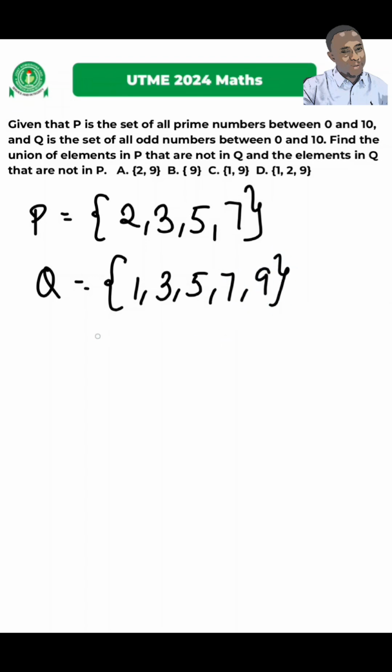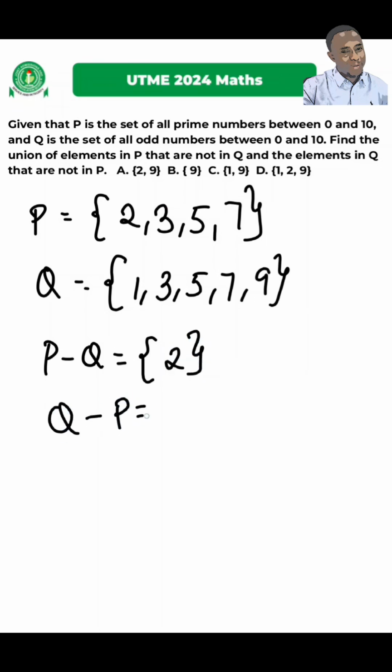Now I want to find first the elements in P that are not in Q, that is P minus Q, and that is obviously removing anything that you can see in Q from P. I can see 3, 5, 7 in Q, so I'm not going to include them. So P minus Q is 2. Then Q minus P, remove everything in P that you can see in Q. I can see 2, 3, 5, and 7, right? So I will remove 3, 5, 7. That leaves me with 1 and 9.